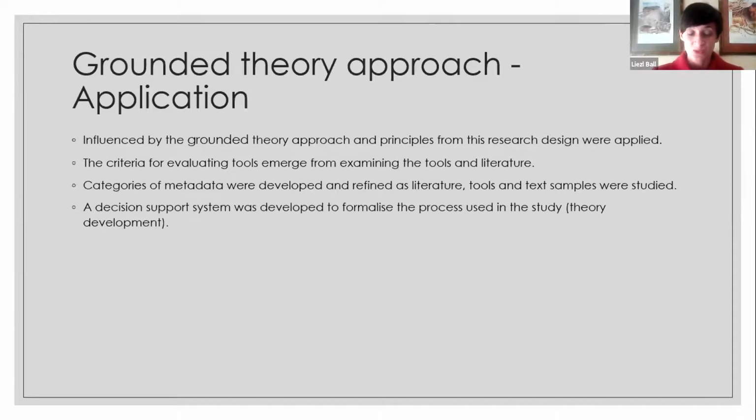So how did I use this method or approach? As I used a combination of methods, my study was not a pure grounded theory study. However, I was influenced by the grounded theory approach, and I used principles from this to guide me in my study. So in the first place, the criteria for evaluating the tools emerged from both studying the literature and then the tools themselves. As I've mentioned, I looked at various tools that were used to study or explore collections, and then I evaluated these tools. So the literature, which you could see is more part of a traditional literature review, informed my criteria, but also working with the tools themselves influenced the development of the criteria. And as well as the categories for metadata.